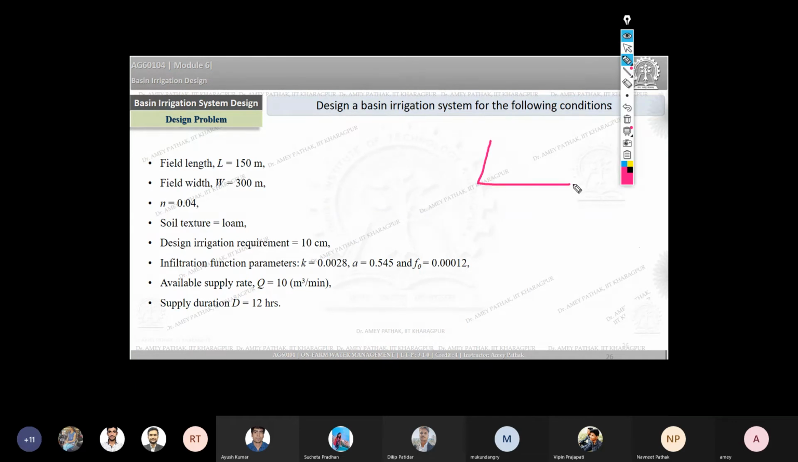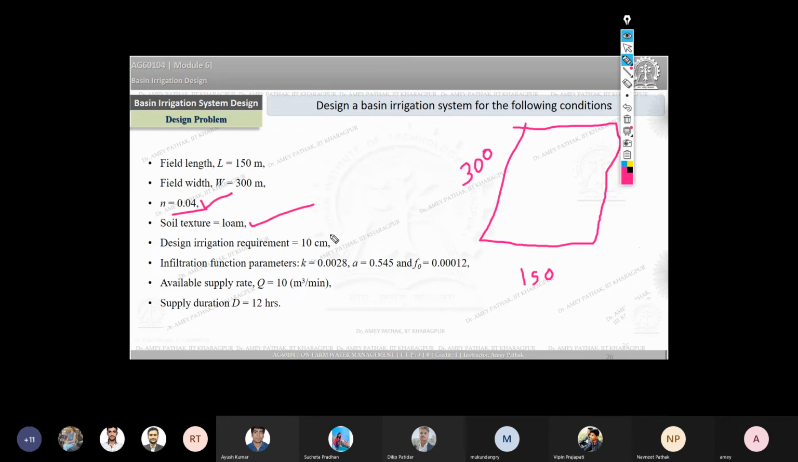We have a field whose length is 150, 0 to L, L is equal to 150. Width, which is given to us, is 300 meter. So it should be like this. So this is your 150. This is your 300 meter. Okay. The Manning's roughness coefficient, which is again based on the field condition, n is equal to 0.04. The soil that we have in that region is loam, and the irrigation requirement is 10 centimeter.